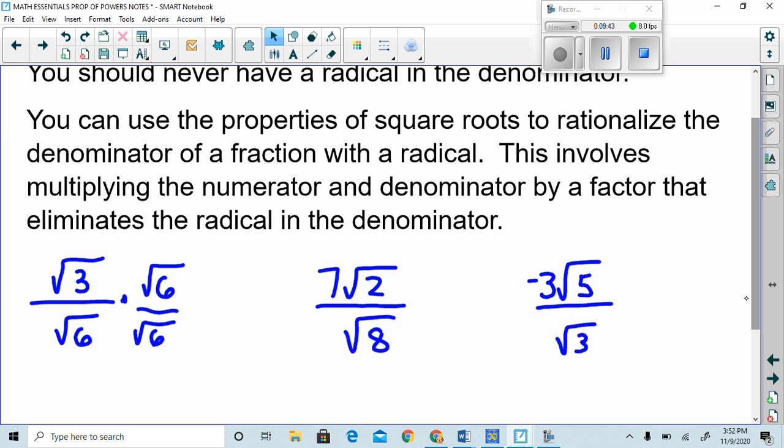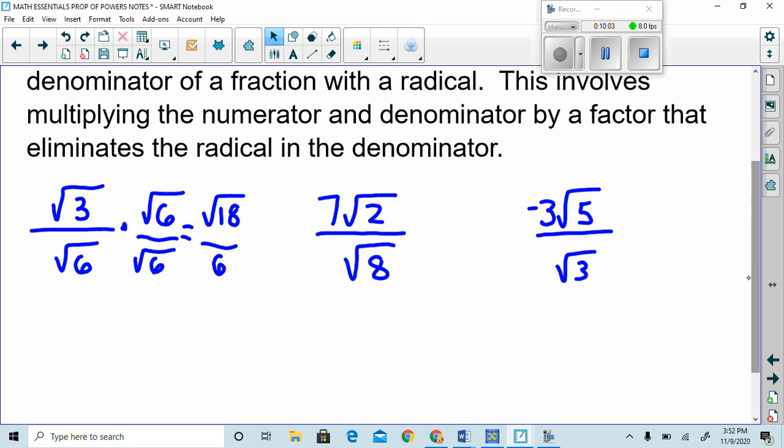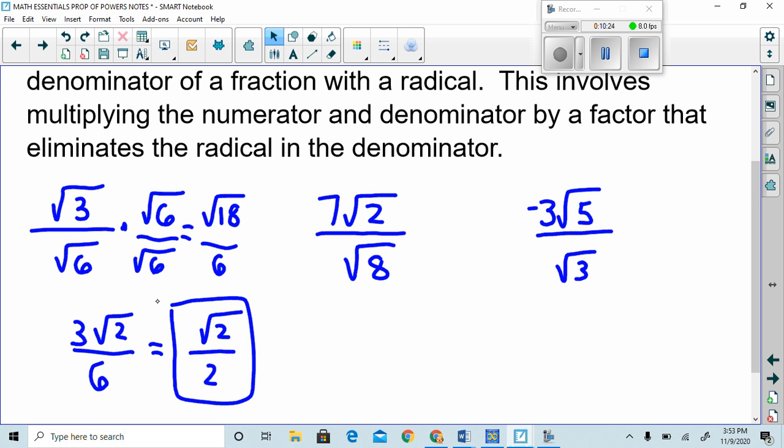We're going to multiply that radical in the denominator times itself. However, whatever we do to the top, we do to the bottom, because this whole expression here is equal to 1, so it's not changing the value, it's just changing the appearance. So now I have the square root of 18 over 6. I'm going to simplify that because that's 9 times 2, so that's 3 radical 2 over 6. And then I look at my coefficient, and if I can simplify, I do. And that's done. Let's see an additional one.